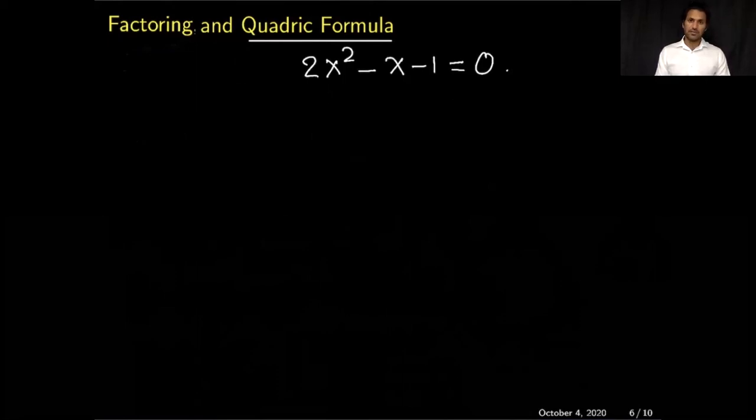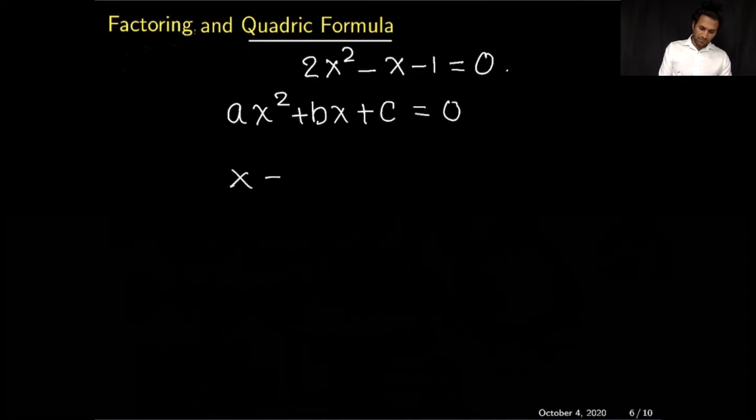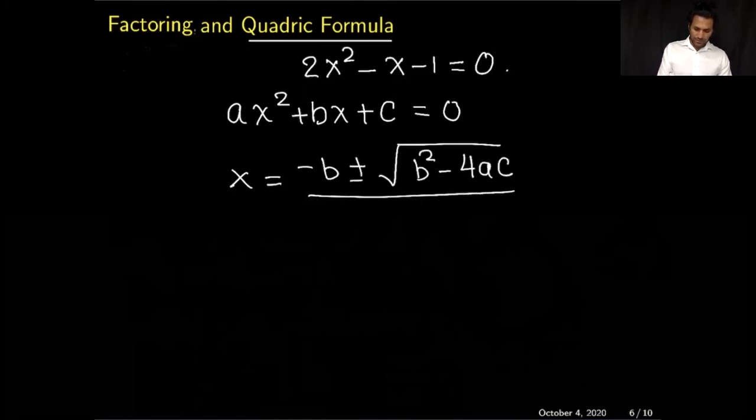My first example is 2x squared minus x plus negative 1 is equal to 0. So what is the quadratic formula? If you have a quadratic polynomial ax squared plus bx plus c is equal to 0, then you can find the roots by using this formula, which says negative b plus or minus the radical of b squared minus 4ac, and the whole thing is divided by 2a. So this is our quadratic formula.